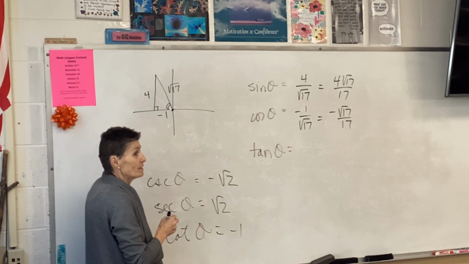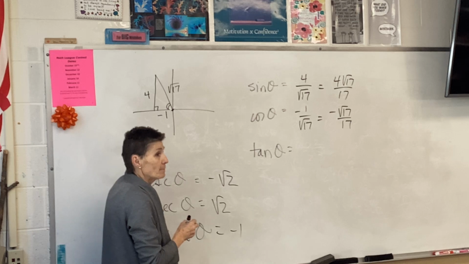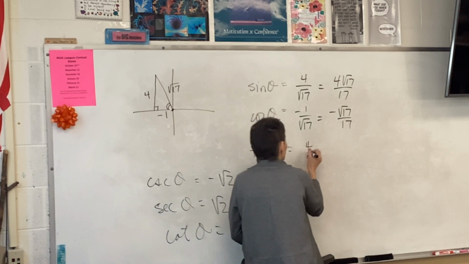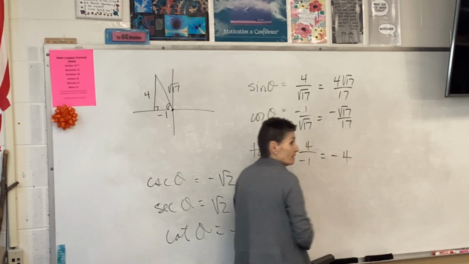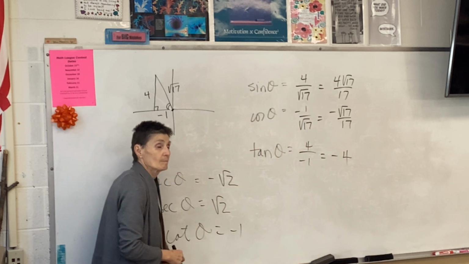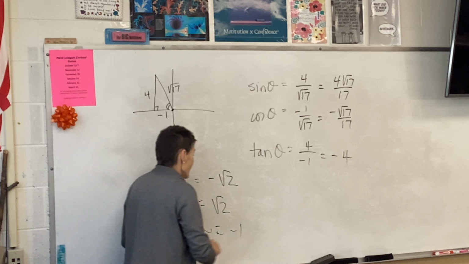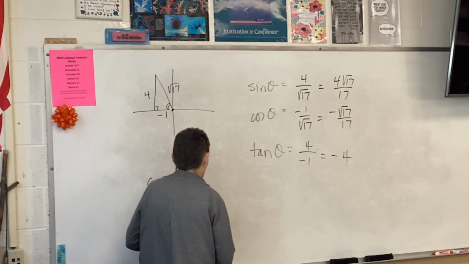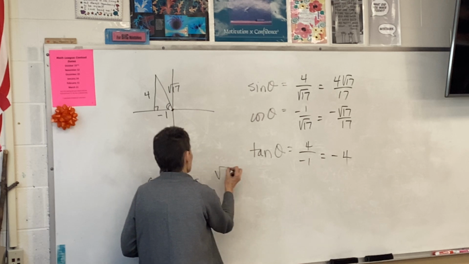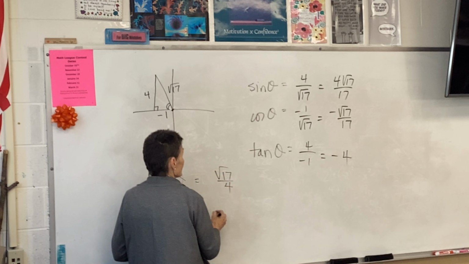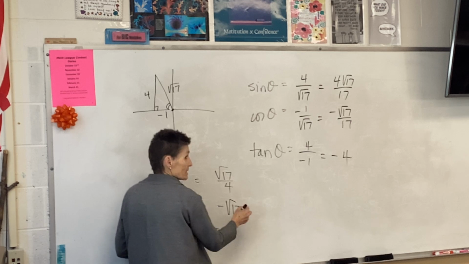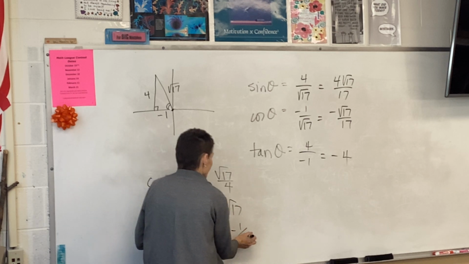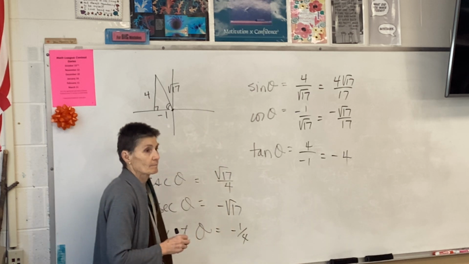What's the tangent? It'll be 4 over negative 1, which is just negative 4. And then the cosecant is root 17 over 4. The secant is negative root 17 over 1, or just negative root 17. And the cotangent is negative 1/4.